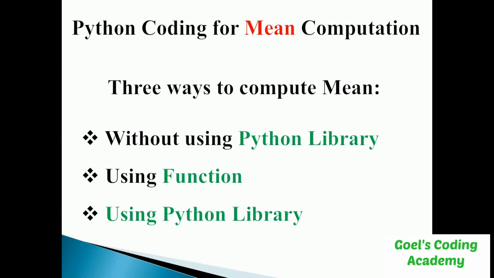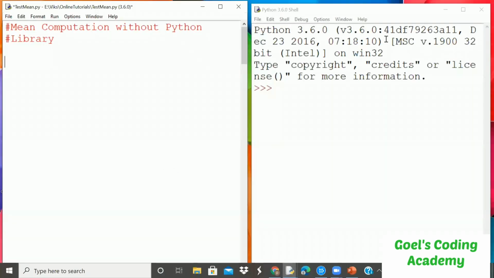Now, let's do Python coding to compute mean. There are different ways to compute mean. Some of them are listed below: without using Python library, using function, and using Python library. Let's start coding for mean computation.